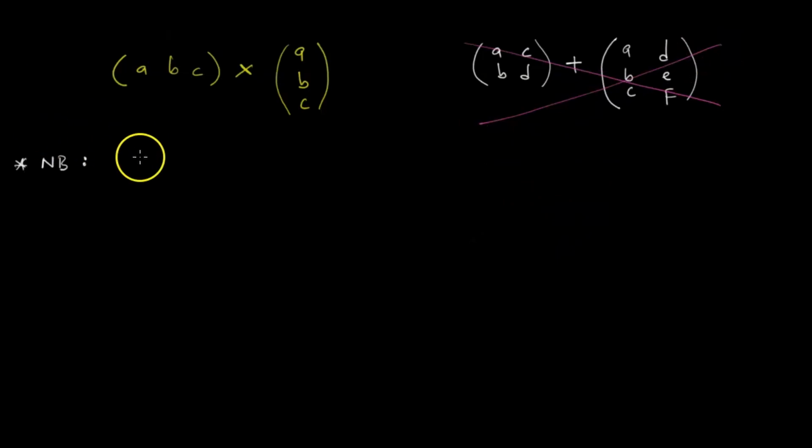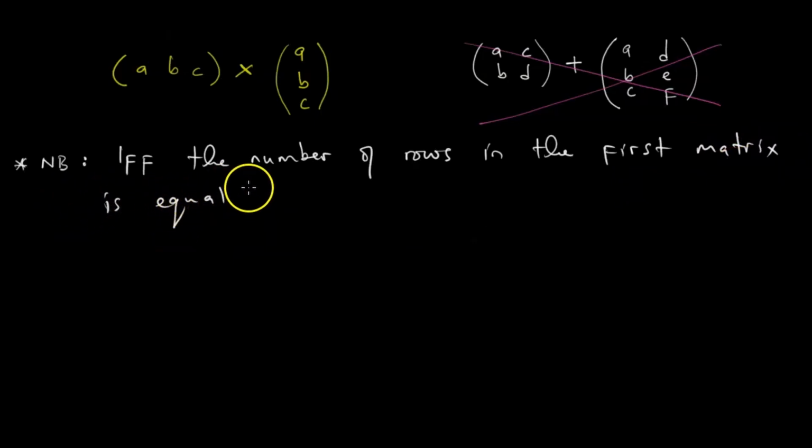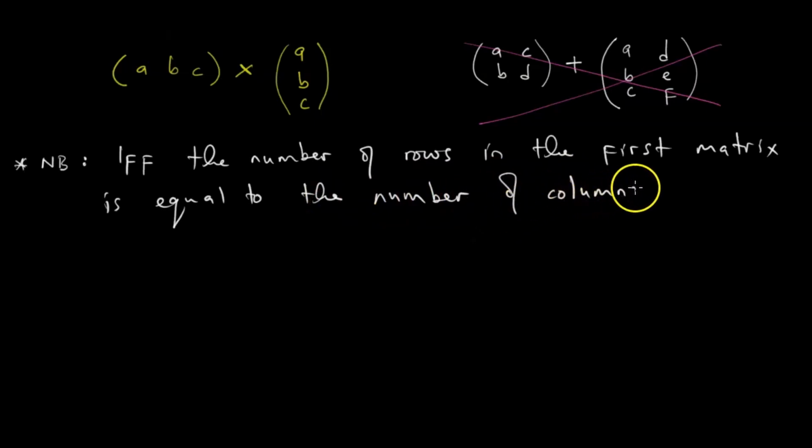When it comes to multiplication, we can only multiply matrices under this condition if and only if the number of rows in the first matrix is equal to the number of columns in the next.